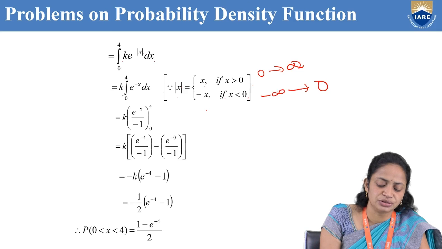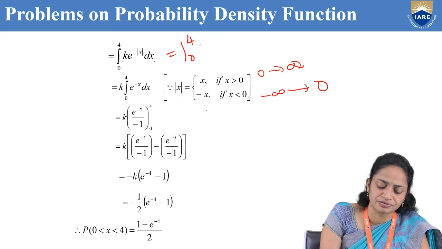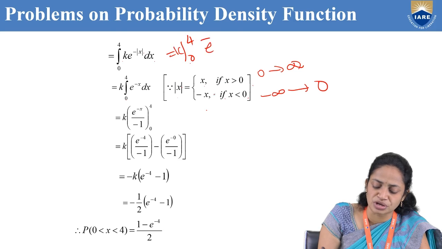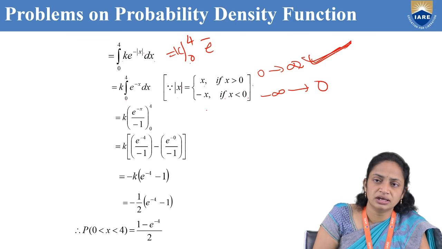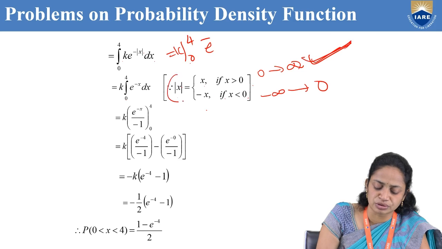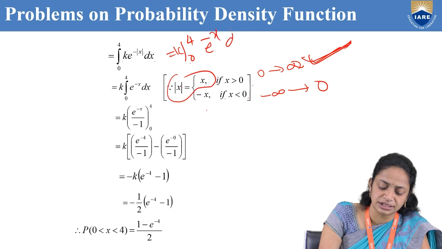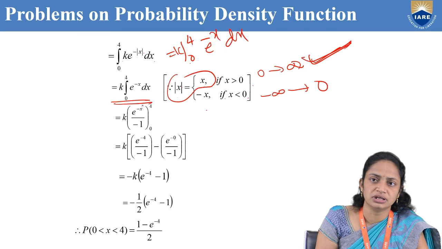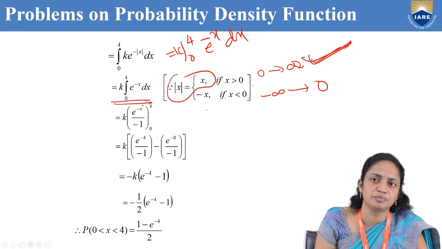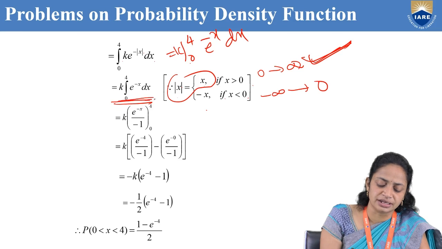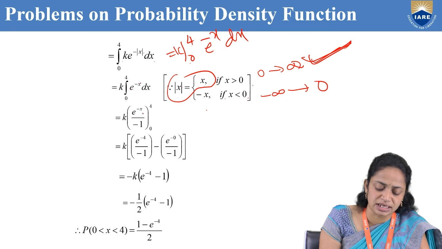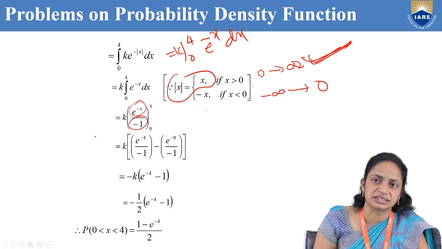Okay, so k into integration over 0 to 4. You can keep k outside, and e power minus of modulus of x. Here the limits are positive, right? So that's why we have to take modulus of x equal to x dx. So k into integration over 0 to 4 of e power minus x dx. We know that the integration of e power minus x is e power minus x divided by minus 1.